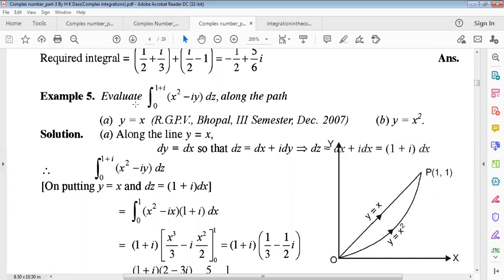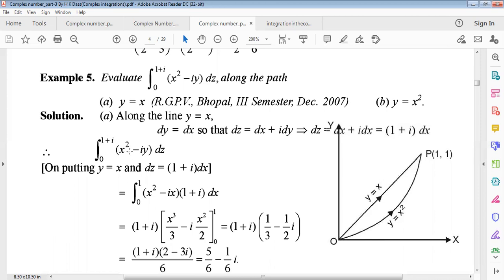Example 5. Evaluate the integral from 0 to 1 plus i of x square minus iy dz along the path y equals x. This is actually a line which passes through the origin, y equals x. Okay, this is the line y equals x. And along the other path, this is y equals x square. Okay, this is the curve y equals x square.